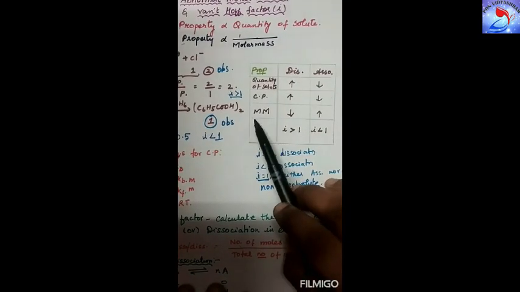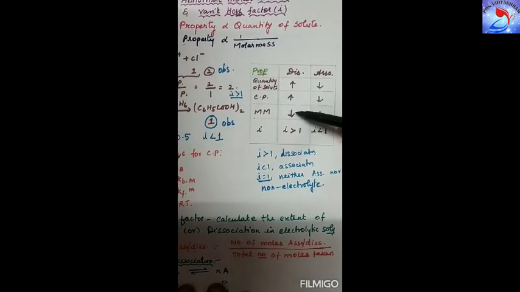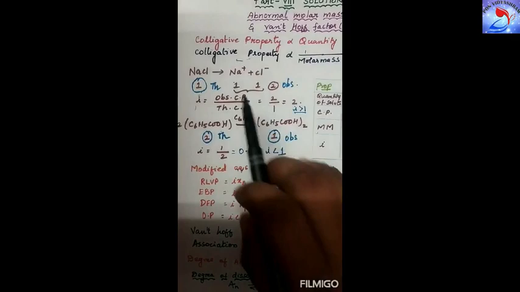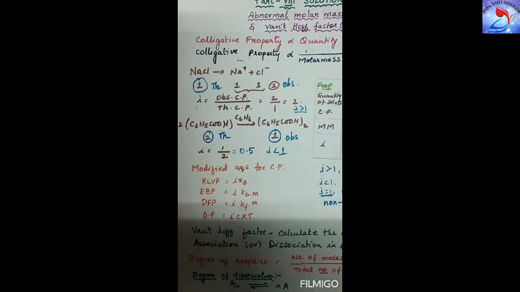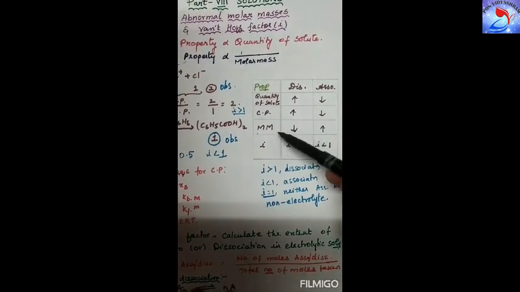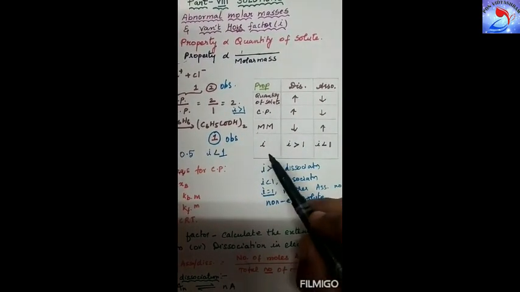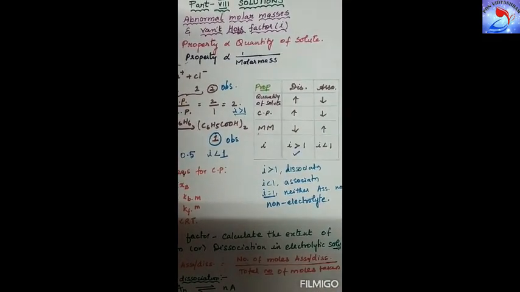Now what happens to the molar mass of the solute? When these two are increasing, the molar mass of the solute decreases, because when 1 mole of NaCl is added to the beaker containing solvent, it splits into 2 parts. So it is assumed that the molar mass of the added solute is decreased. So molar mass is decreased. So what happens to Van 't Hoff factor i? i value is found to be greater than 1, which was discussed before itself.